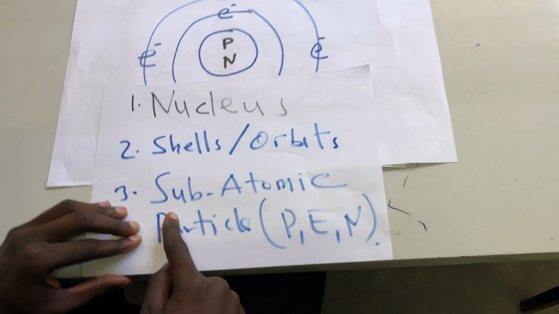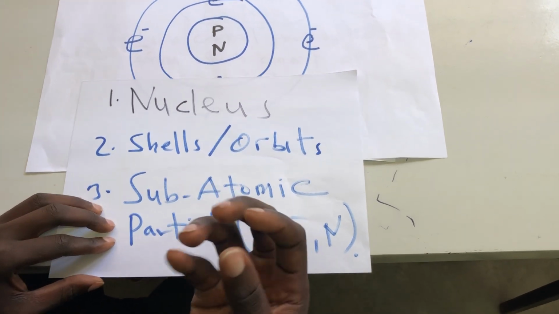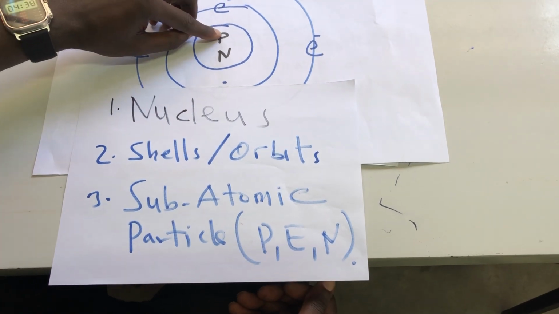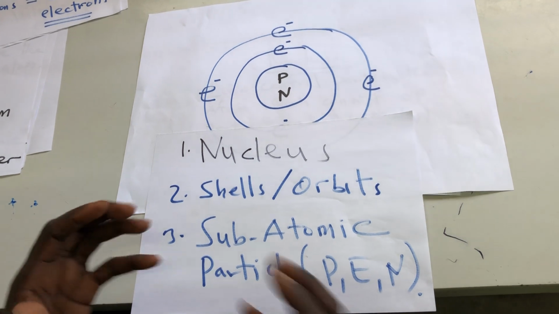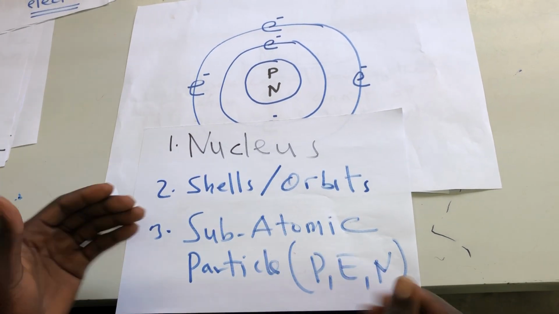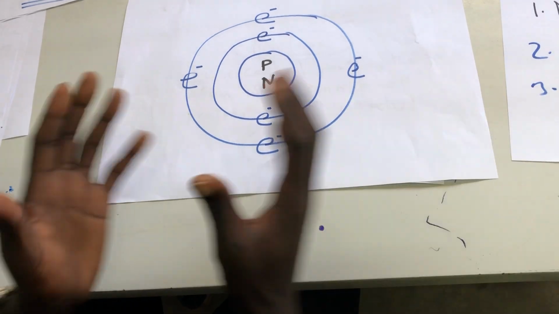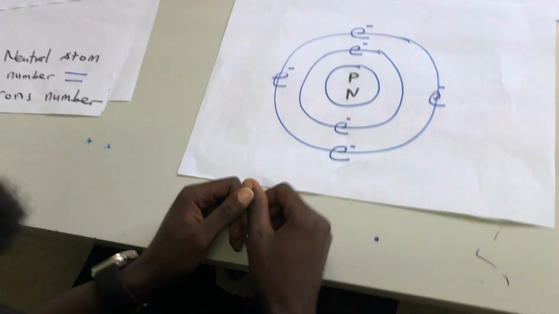Also number 3, we have subatomic particles. Hizi ni particle ndogo ndogo ambazo zinatengeneza atom, which is protons, neutrons and the electrons. Kwa pamoja tunaziita subatomic particles. So according to Ernest Rutherford, in the structure ya atom.